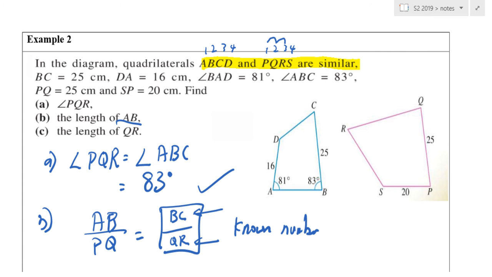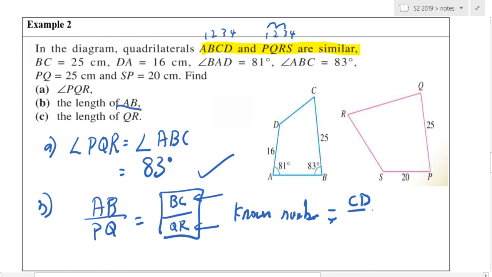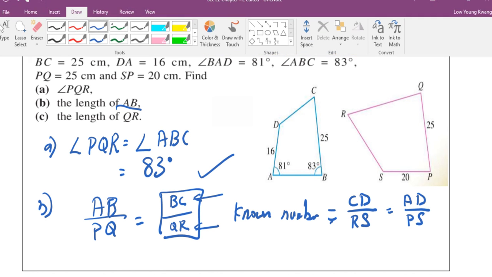BC is here, BC, 2 and 3. So correspond to QR, full stop. Don't look at the diagram, the diagram is going to confuse you. Okay, now can I write down another ratio? How about equal to CD over RS. How about equals to AD over PS? So can you take out a pencil and put some crosses and ticks?